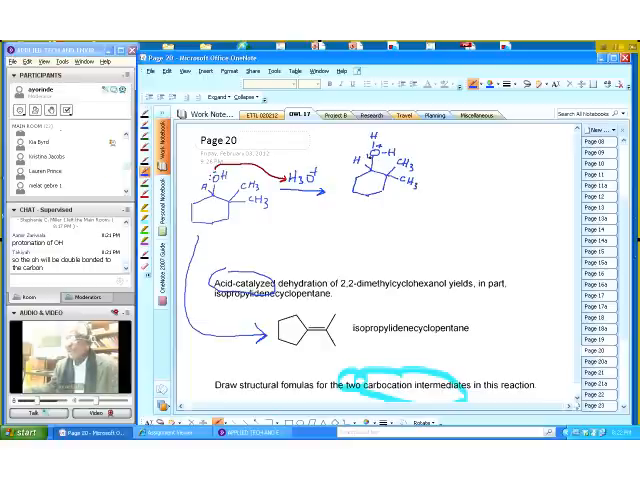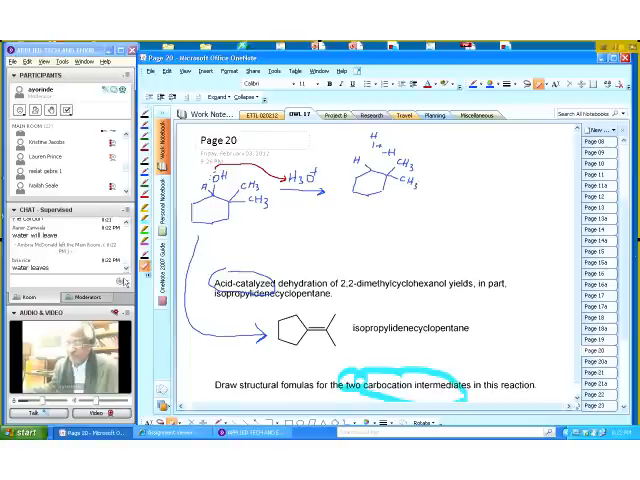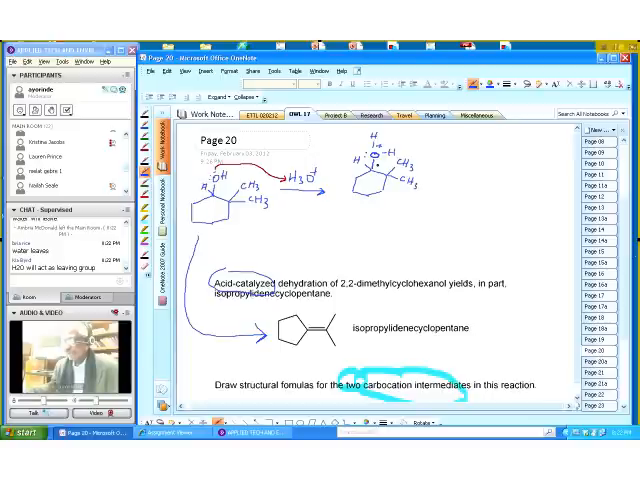So what is the next thing that will happen? These two electrons here, let me write them better. Water leaves. Okay, great. Water will leave. So my arrow, and then you obtain this carbocation. Now this is where it gets very interesting. Now you get this carbocation.